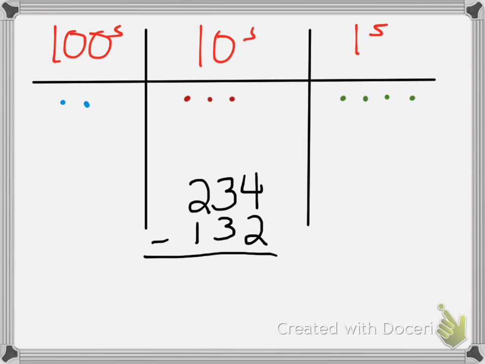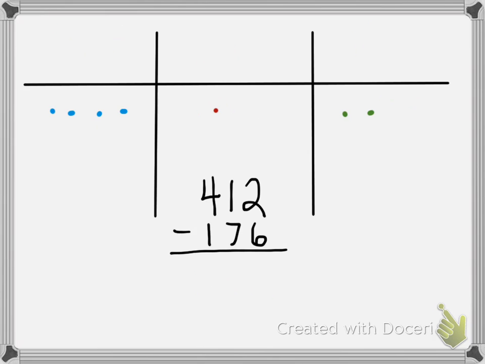So we always begin in the ones place. We have 4 ones, and we're going to take 2 away, so that leaves us with 2. Now we move on to the tens place. We're starting with 3 tens. We are going to take 3 away, and that leaves us with 0 tens. And then we start with 2 hundreds. We take 1 away, and that leaves us with 100. So 234 minus 132 equals 102.